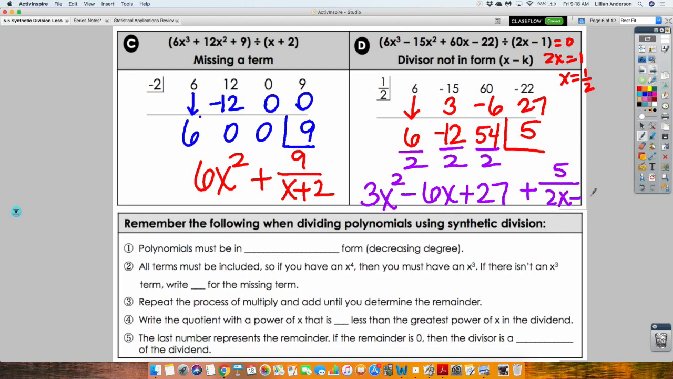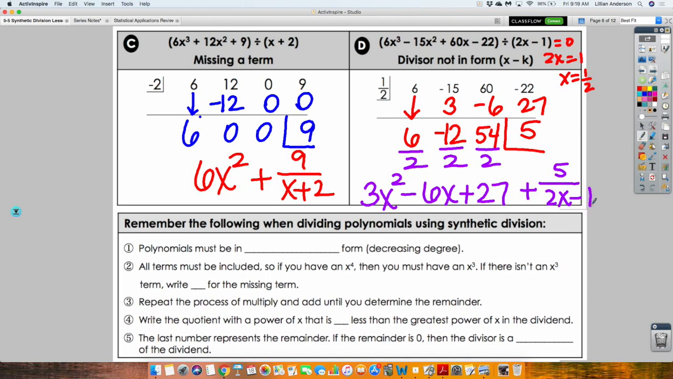And this was actually going to give you the actual dividend when you multiply the quotient by the divisor, because 6x squared times 2x is actually what's going to give us a 6x to the third. Think about it. Don't forget that rule. Quotient times divisor plus the remainder, and you should get your dividend.